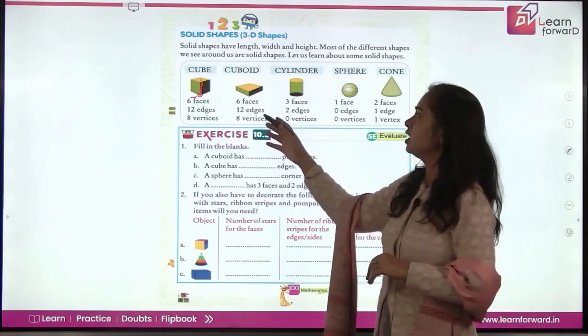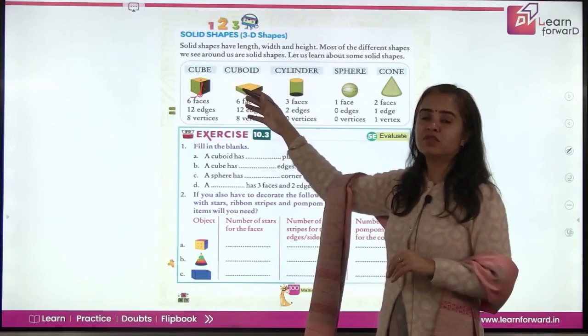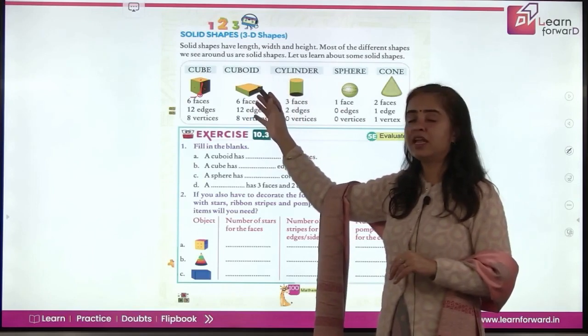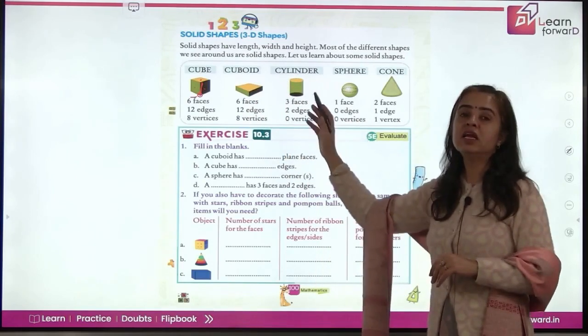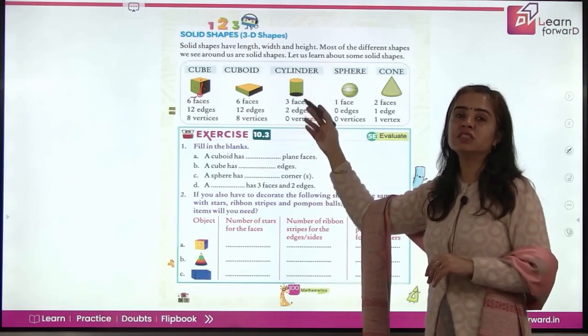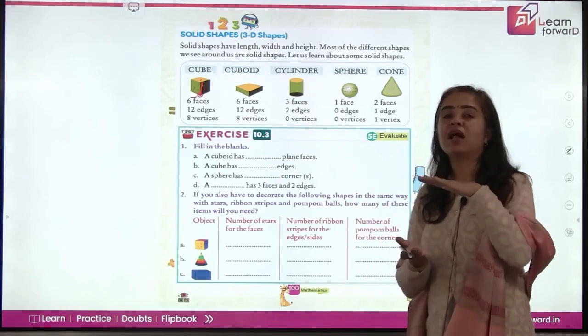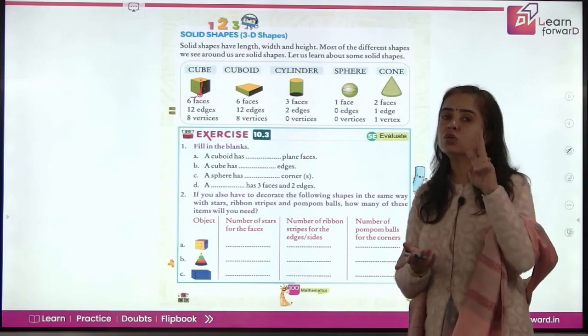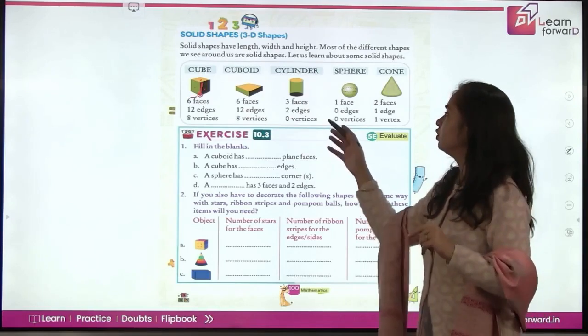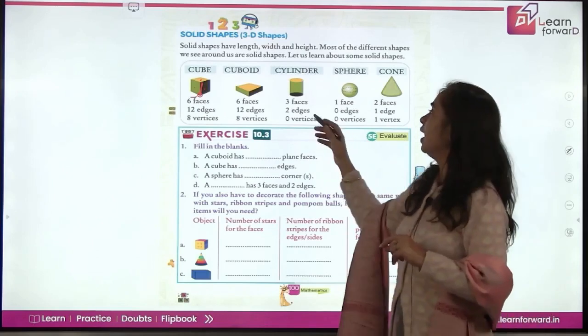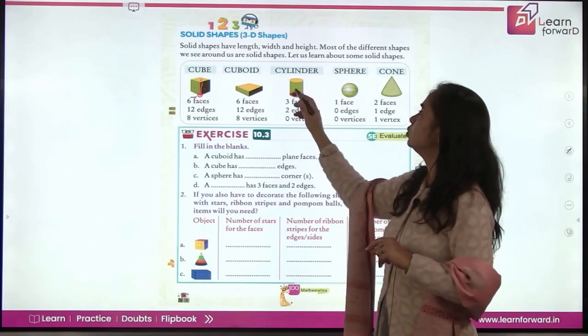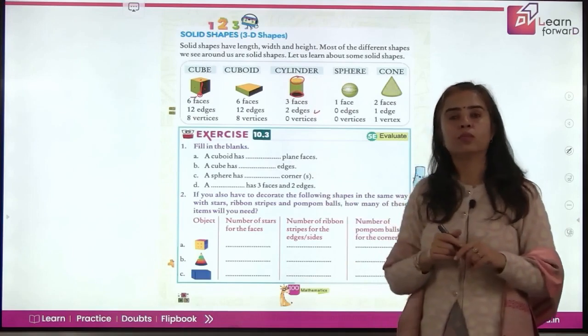Same is the case with a cuboid: 6 faces, 8 vertices and 12 edges. Now in the case of a cylinder, it has got one curved face, and the top and bottom are flat circular faces. So 2 plain faces and 1 curved face. It has got no vertex, no corner at all. And then there are 2 curved edges at the top and bottom.